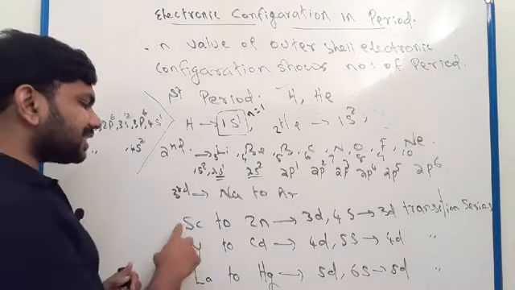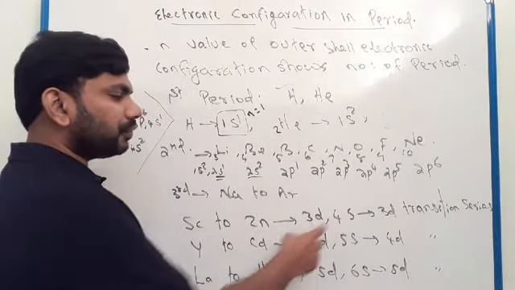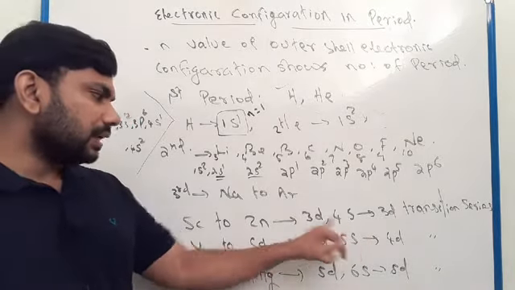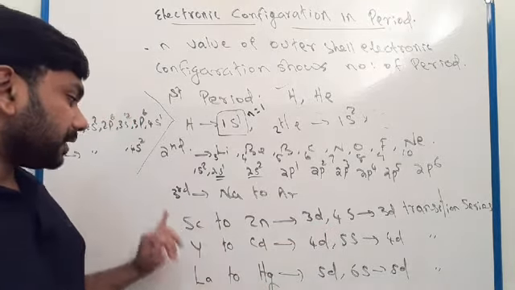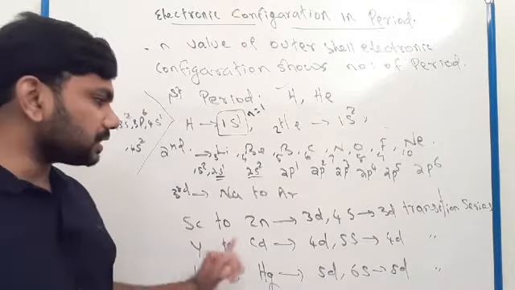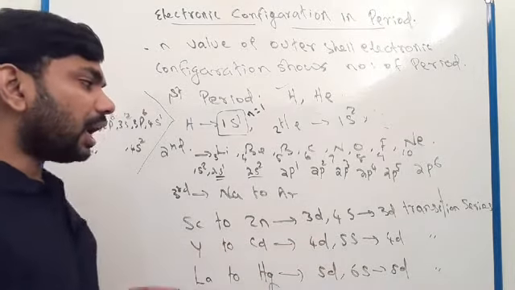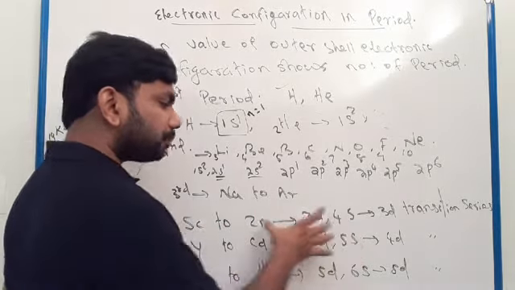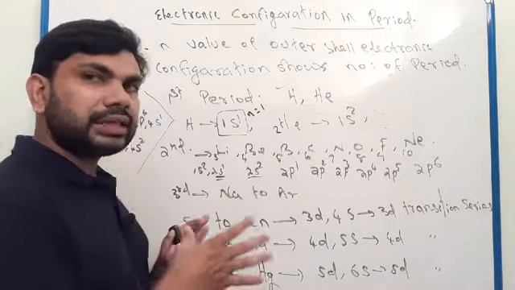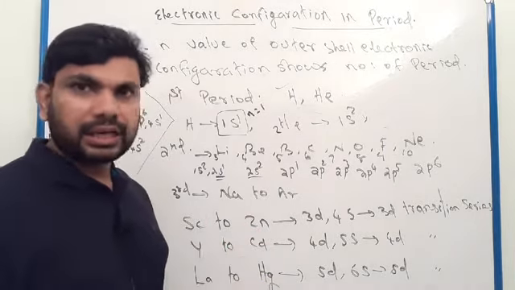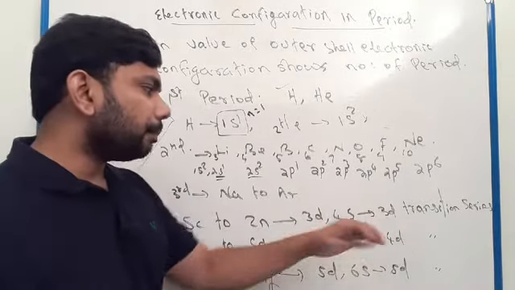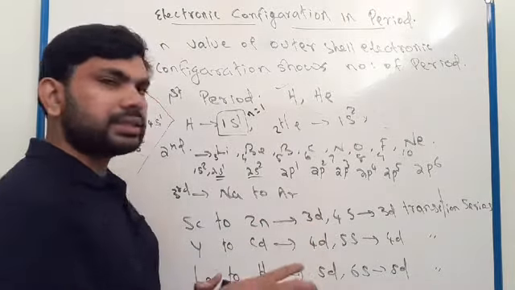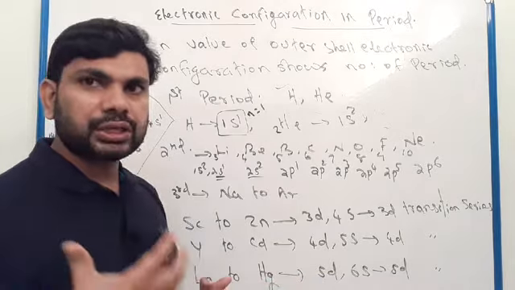Scandium to zinc is the first period in transition elements, and the outer shell electronic configuration will be 3d4s. That's why these elements are called the 3d transition series, because the outer shell electrons are 3d4s.